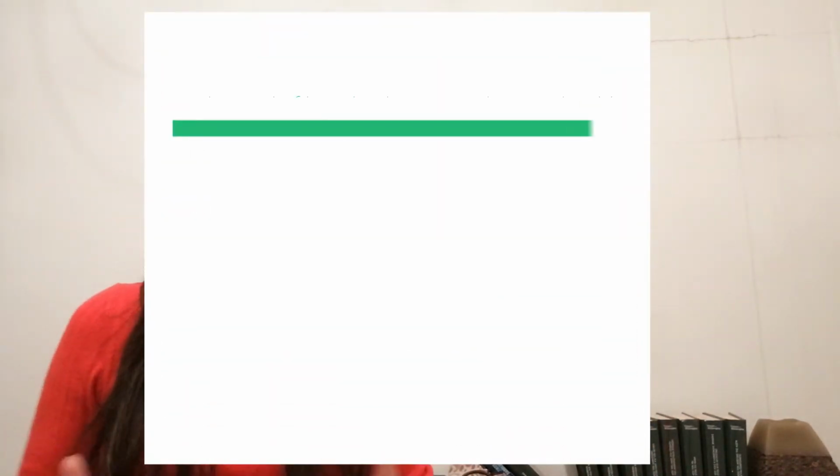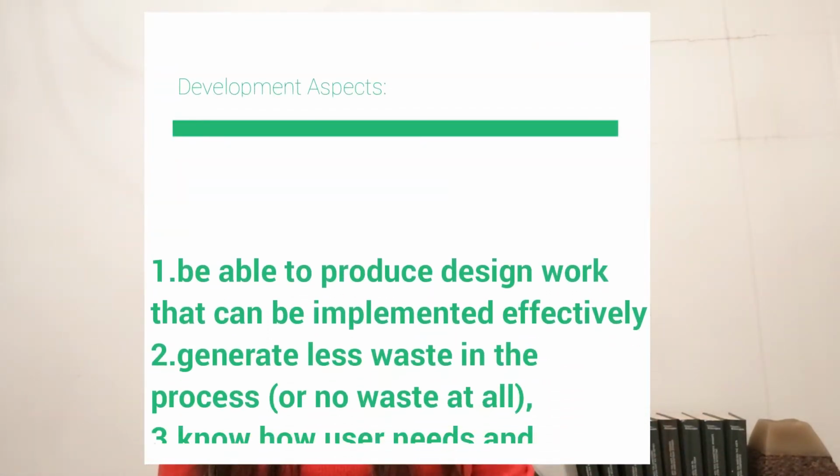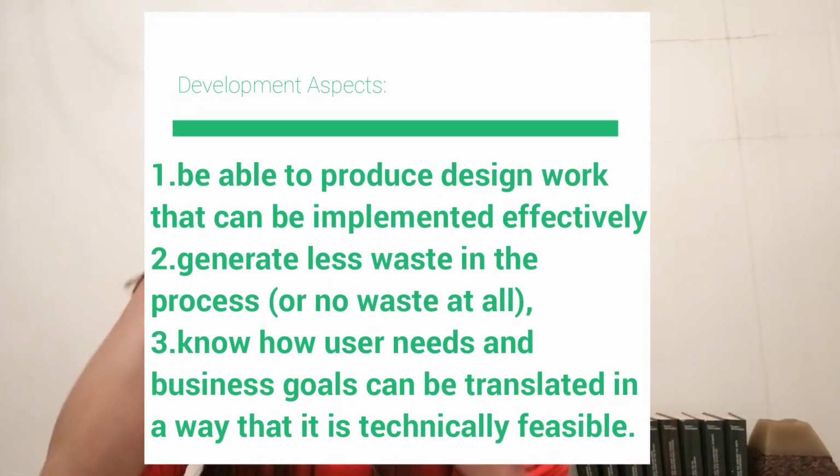First of all, some development aspects. As a result of understanding technical constraints and development aspects, you will be able to produce design work that can be implemented effectively, generate less waste in the process, or no waste at all, and know how user needs and business goals can be translated in a way that is technically feasible. And also, let's talk about some examples of design decisions you can't make without knowing about development aspects.